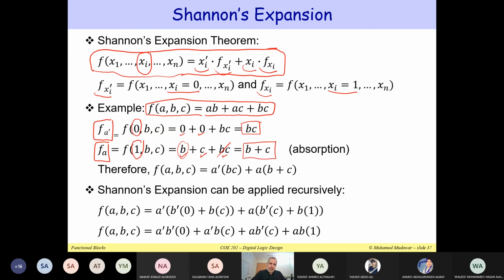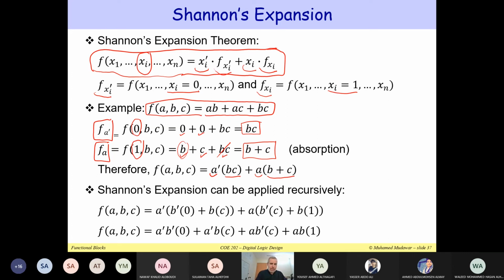So now, using the Shannon expansion theorem, I can say that the function f can be written as a prime and b and c, or a and, between parentheses, b or c. So that's really the idea of the Shannon expansion theorem.